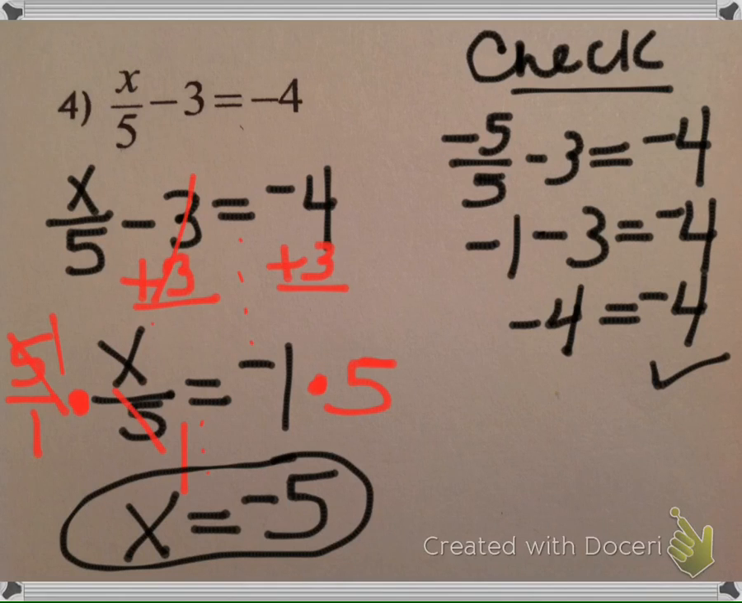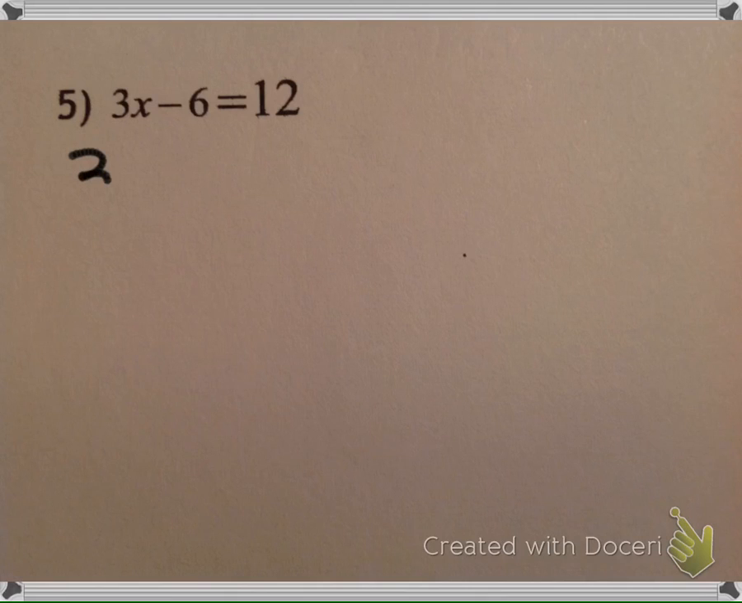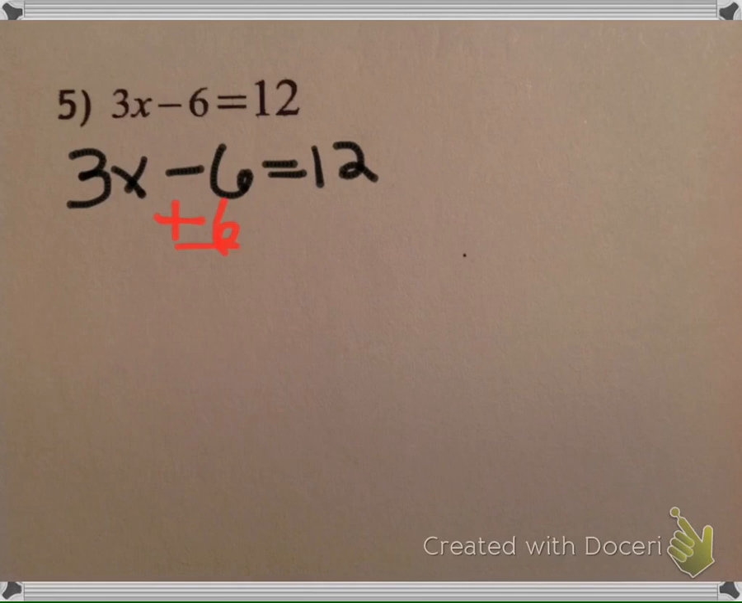Okay, let's try number 5. We have 3x minus 6 equals 12. We want to get x all by itself. In order to get x all by itself, I need to get rid of the minus 6, so the inverse is addition, so I'm going to add 6. Whatever I do to one side of the equation, I have to do to the other.